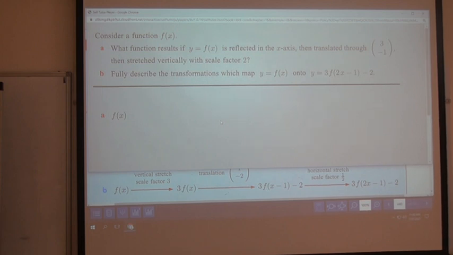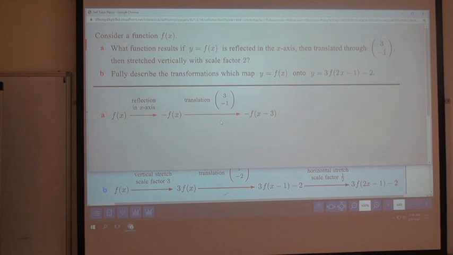In part A, we first apply a reflection in the x-axis, so f of x is transformed into minus f of x. Now, recall that for y equals f of x minus b plus a, the graph y equals f of x is translated horizontally b units and vertically a units. In this case, we translate minus f of x 3 units to the right, giving us minus f of x minus 3, and 1 unit down. So we subtract 1. Finally, we stretch the function vertically with scale factor 2. We double the distance of every point on the line from the x-axis, so the whole function is multiplied by 2. The function resulting from this series of transformations is minus 2 f of x minus 3 minus 2.